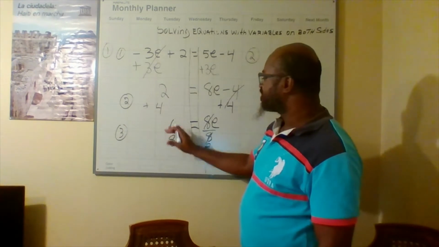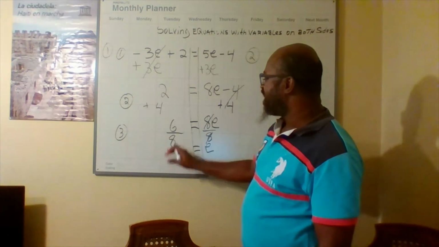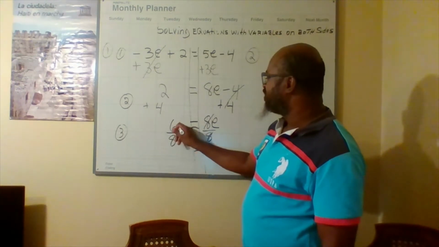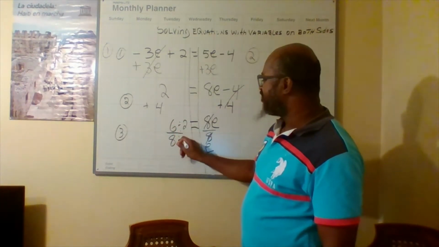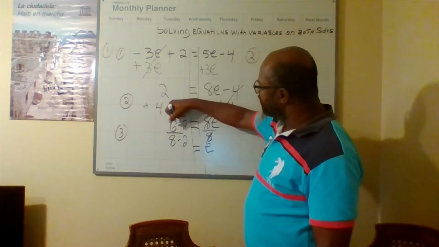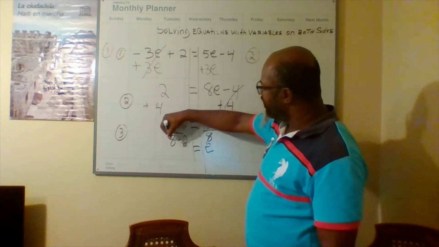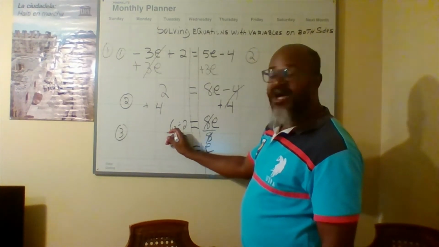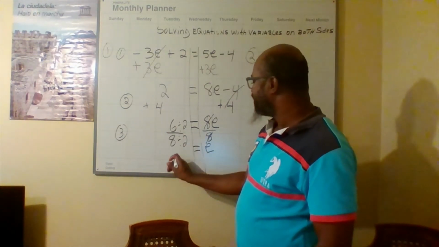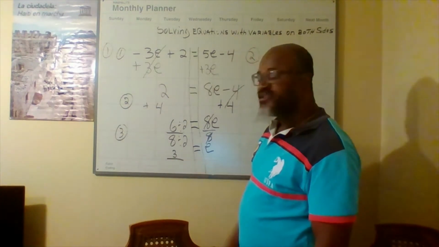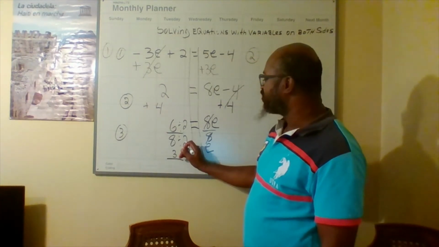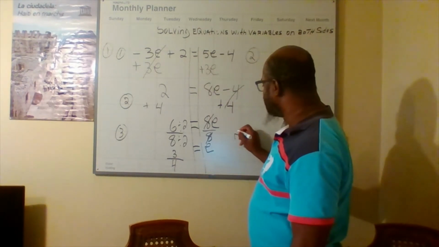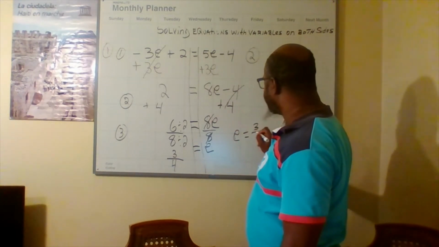Now you have 6 over 8. Since they have 2 in common, you have to simplify that. I have to divide this by 2, so I must divide my numerator by 2 and my denominator by 2. How many times does 2 go into 6? That's 3 times. And how many times does 2 go into 8? That's 4 times. Now your final answer is E is equal to 3/4.